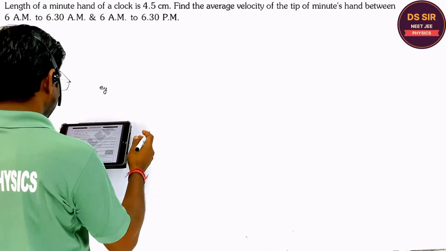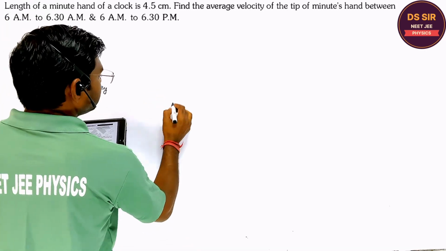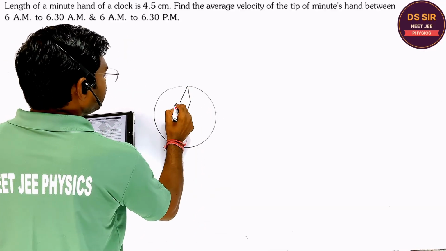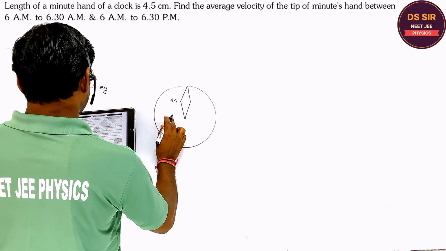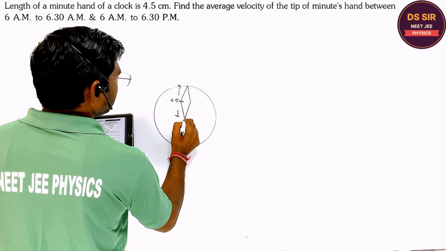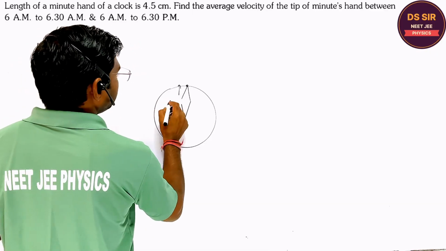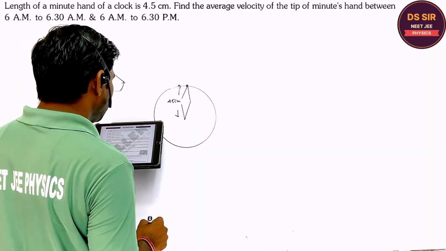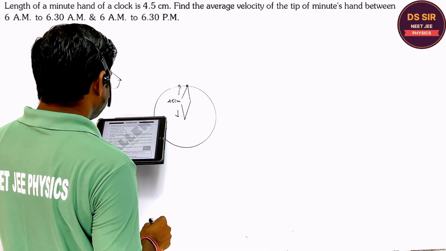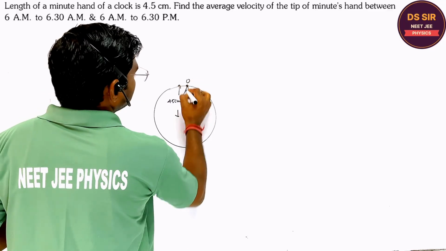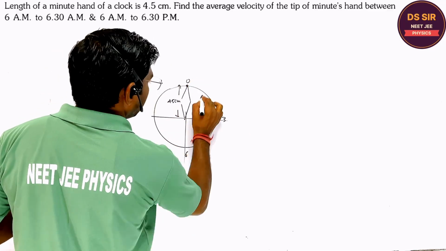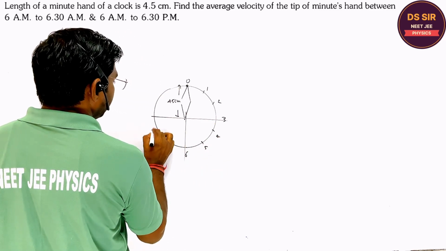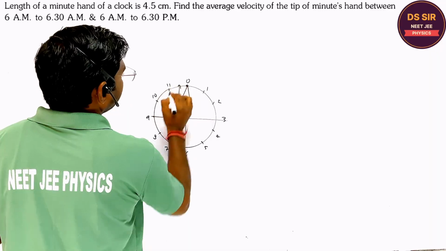So read this question. The length of the minute hand of the clock is, suppose this is the clock, this is the minute hand, right, and the length is 4.5 centimeter. This is the tip of the minute hand. Find the average velocity of the tip of the minute hand between 6 a.m. to 6:30 a.m. Listen one thing. This is 0, this is 3, this is 6. I think you understand 1, 2, 3, 4, 5 and 6, 7, 8, 9, 10, 11 and this is the 12.